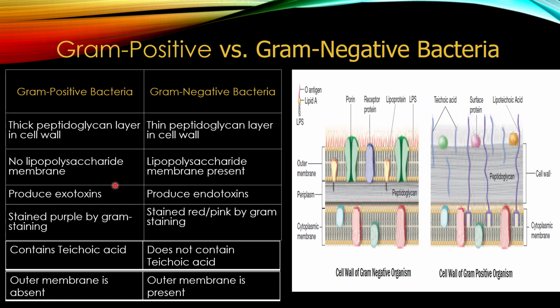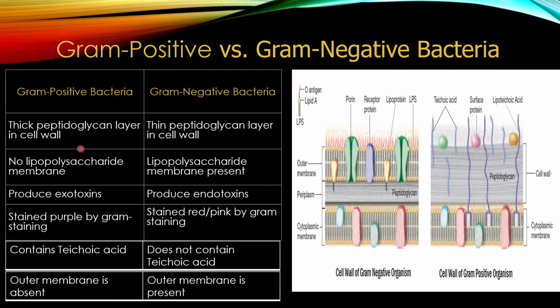Okay, and then gram positive bacteria produce exotoxins, and gram negative bacteria produce endotoxins. Exotoxins, as the name tells, exo means these are toxins produced outside the bacterial cell, and they are released by the bacteria into the surrounding environment. Whereas endotoxins, as the name tells, endo means they are a part of the bacterial cell structure, and they are released when the cell is damaged or destroyed.